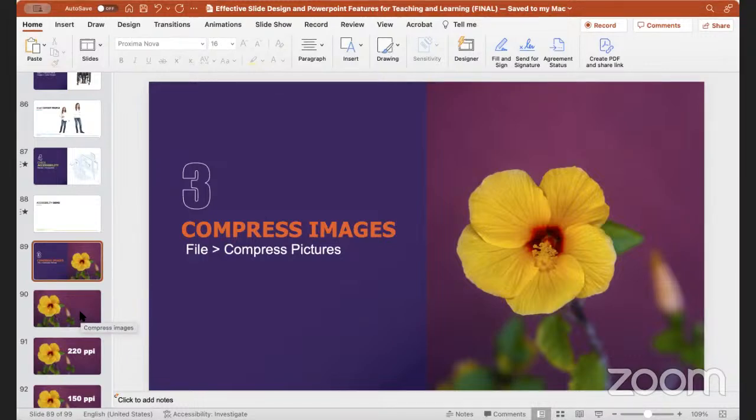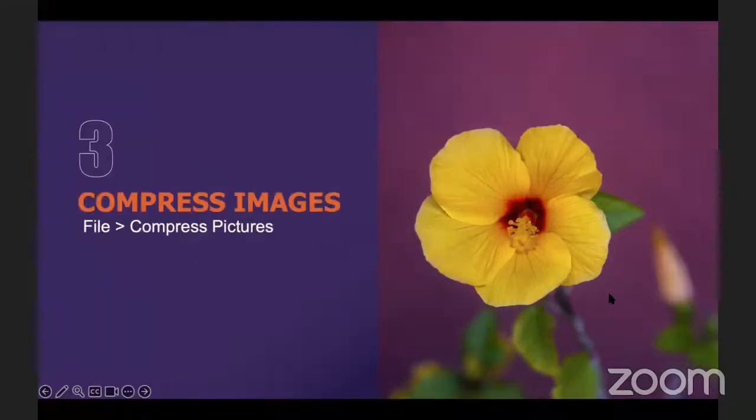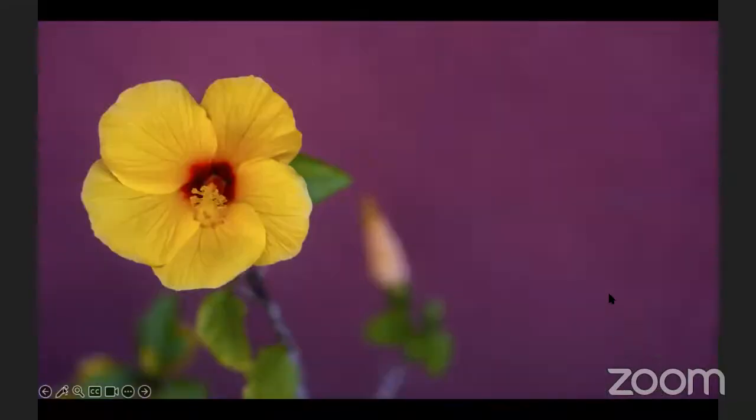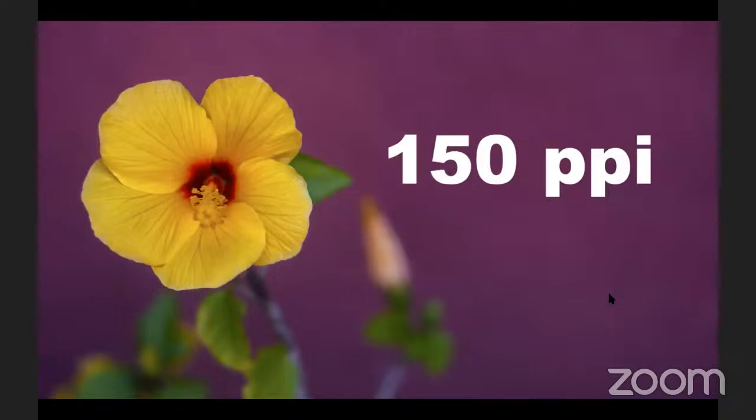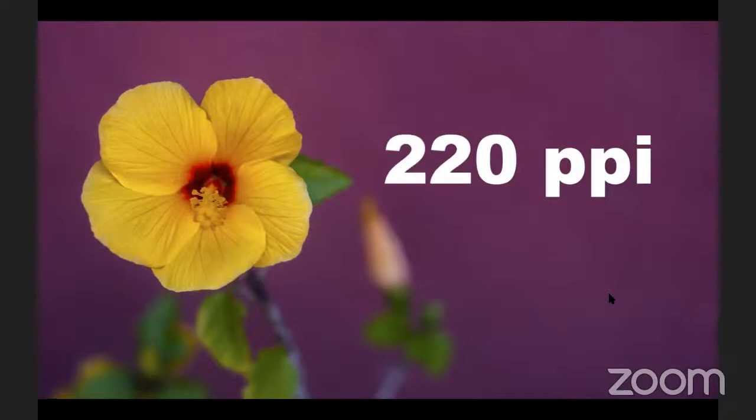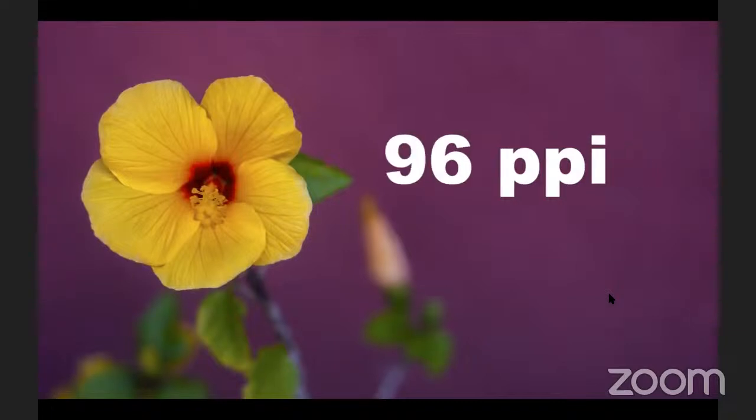I just want to show you that when you compress your images, it doesn't necessarily affect the quality of the image. So here you have the initial image, which is whatever size you download or you've taken on your camera or created. This is an image that is 220 ppi, which is pixels per inch. Then 150. You'll see that the quality is still fairly similar to the 220 one. And then when you get down to 96 ppi in an illustration like this, it just seems to work.